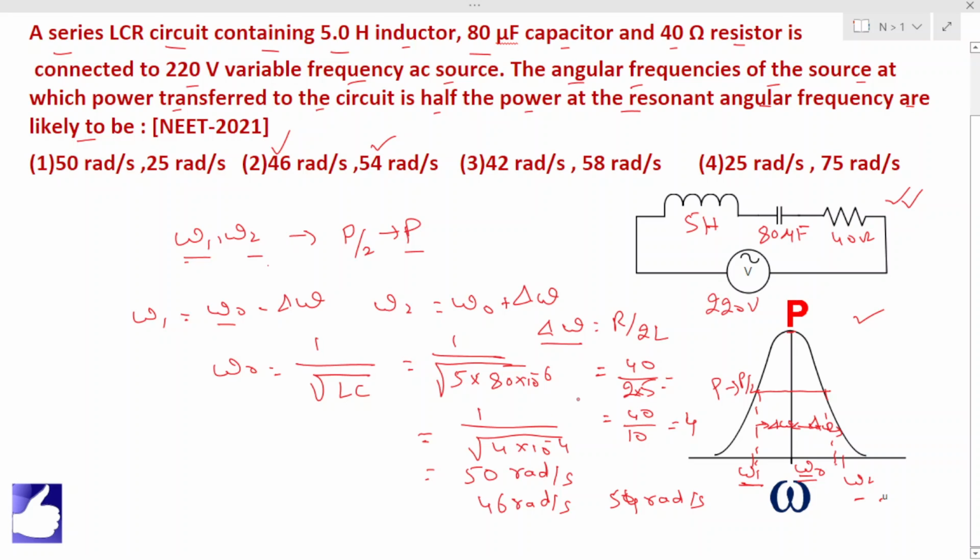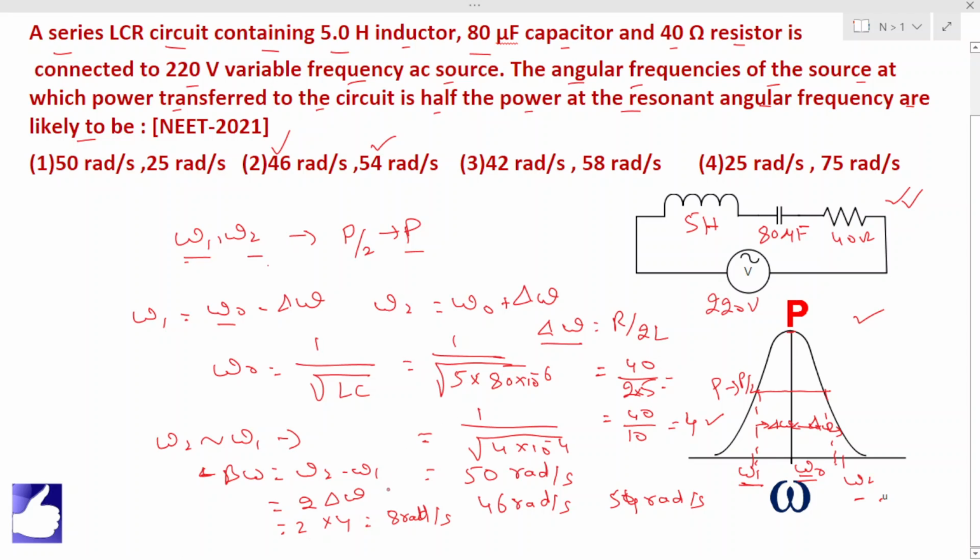The other way is, we know that the difference between omega 2 and omega 1 will be equal to our bandwidth. Bandwidth BW is equal to omega 2 minus omega 1, that is equal to 2 delta omega. That is equal to 2 into delta omega, and we got delta omega as 4. That is 2 into 4, that is equal to 8 radian per second.